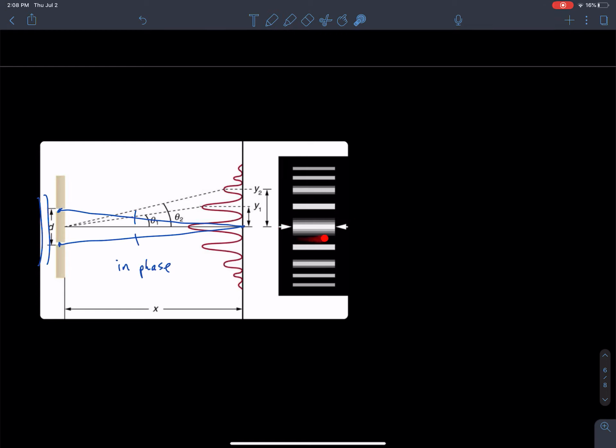That explains why we have a very strong central maximum, because the waves necessarily have to meet in phase because the path length is exactly the same. So that's why we would always have a constructive interference zone over here.